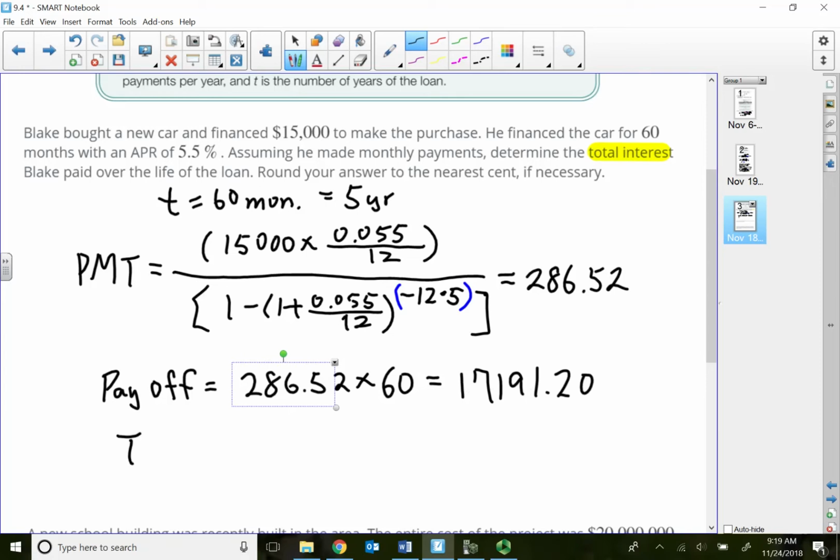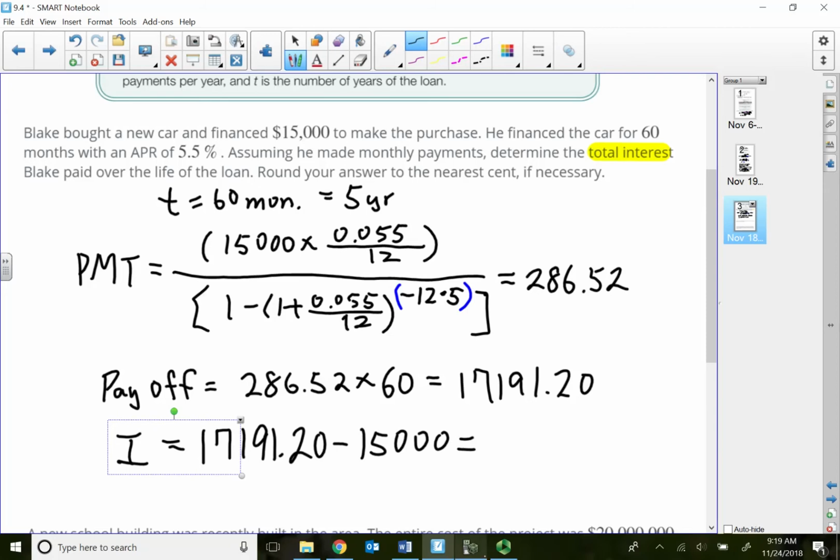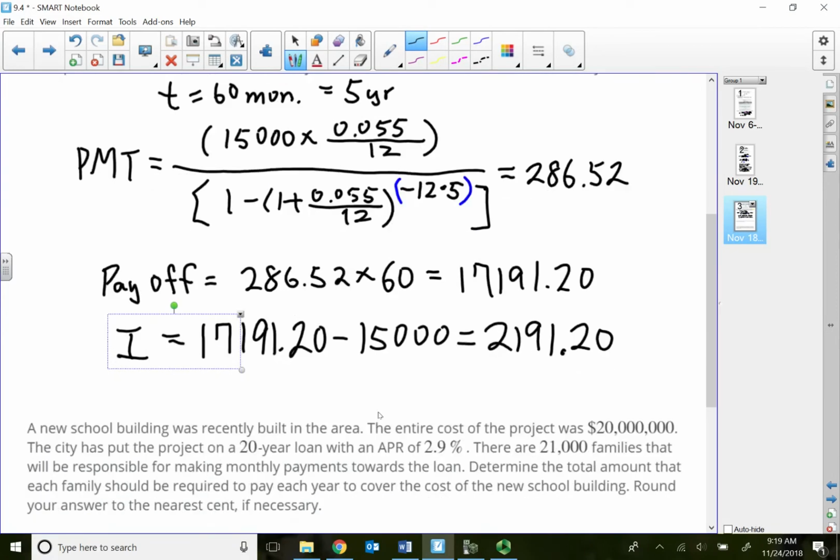So to get the interest out, we will have to subtract the principal we financed, the 15,000. So if you subtract the two, that would be $2,191.20. That's what we do with this one.